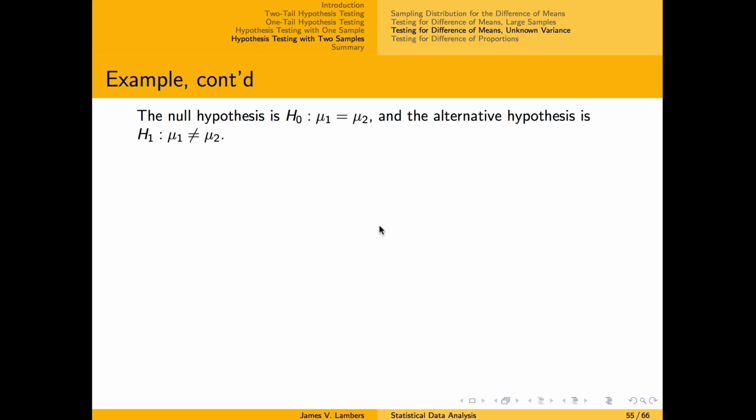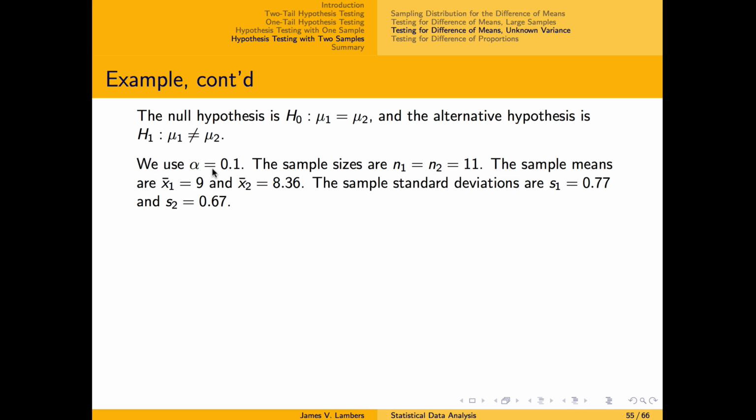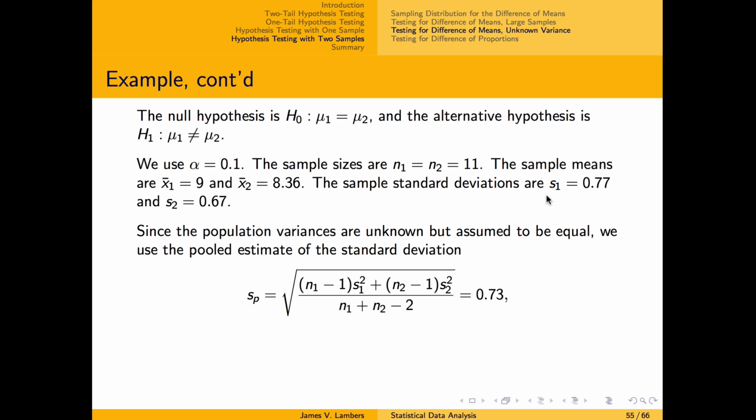We state our hypotheses. The null hypothesis is that the mean scores are equal, so our alternative hypothesis is that they are not. We choose a significance level of 0.1, and then gather all of the pertinent information about our samples: the sample sizes, the sample means, and the sample standard deviations. We are assuming the population variances are equal, so we compute our pooled estimate of a standard deviation, and from there, the standard error of a difference.